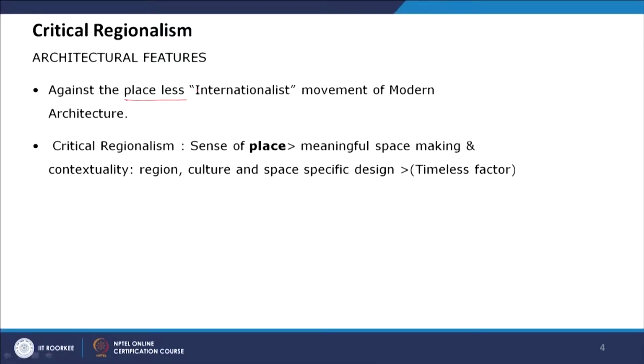You cannot take this building and put it anywhere. It will not go with the context. It is designed for that particular site only, which is opposite to the internationalist movement. An internationalist building can fit into any place. So the architectural features are against the placelessness of the internationalist movement. The internationalist movement does not have a place.